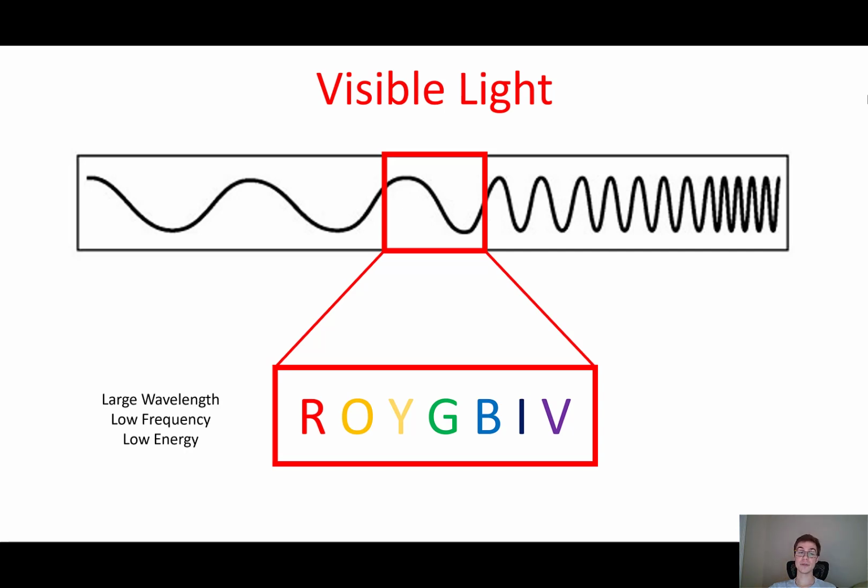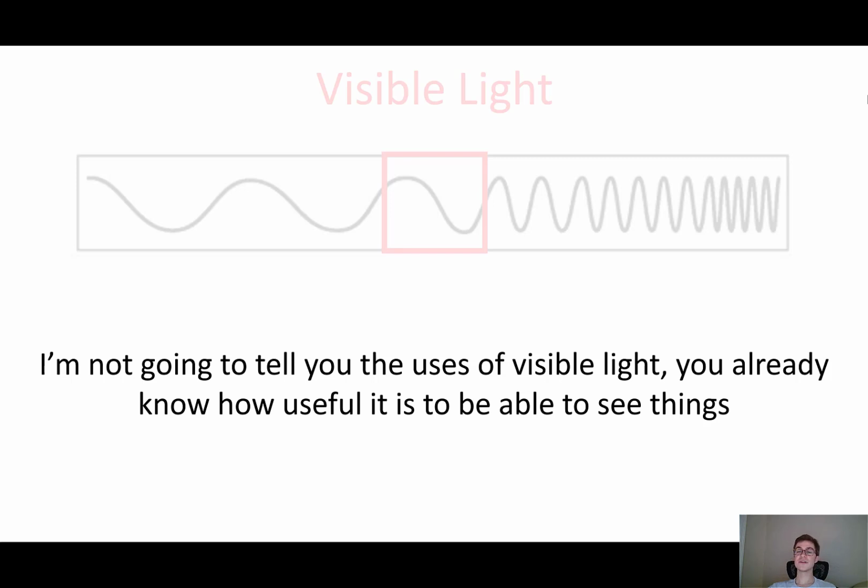Red has a big wavelength, a low frequency, and a low energy. Violet has a small wavelength, a high frequency, and a high energy, because of where they are in the spectrum. Left is always going to be big and low energy. Right is always going to be small and high energy. So I'm not going to tell you the uses of visible light because you already know how useful it is to be able to see things. Visible light is what lets you view the world.